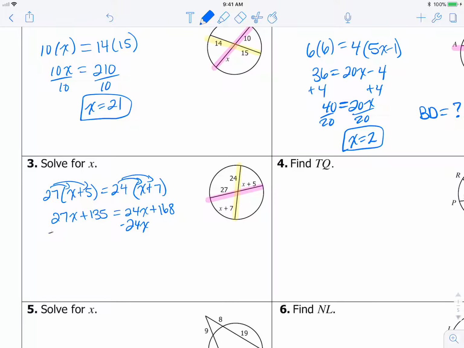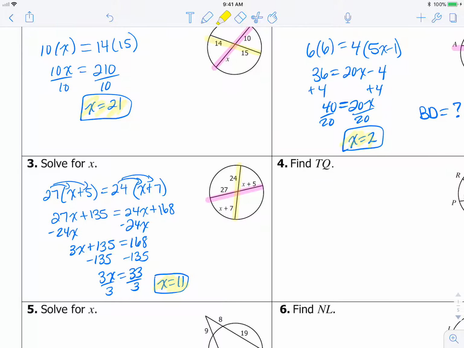All right, so we're simplifying from there. All your x's on one side. We got 3x equals 33, divided by 3, divided by 3. X equals 11. We're only solving for x there, so you are done.